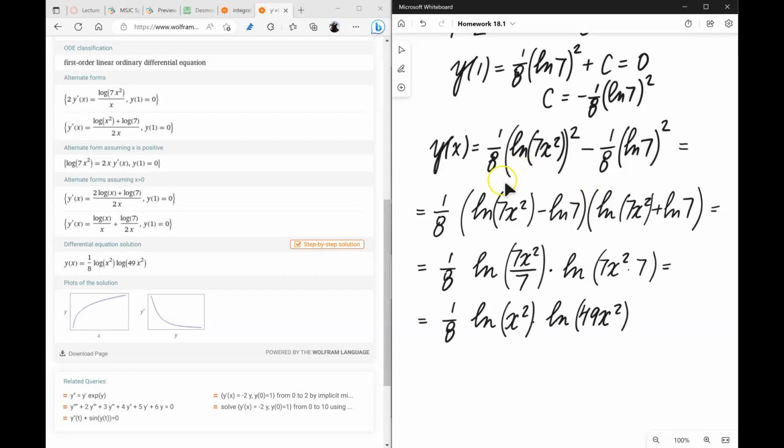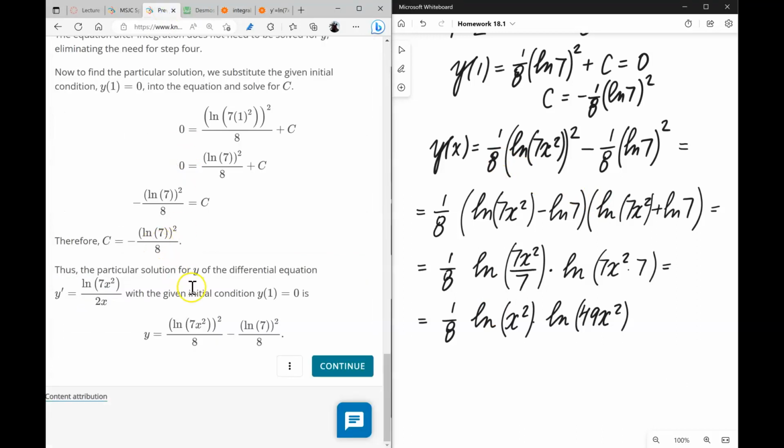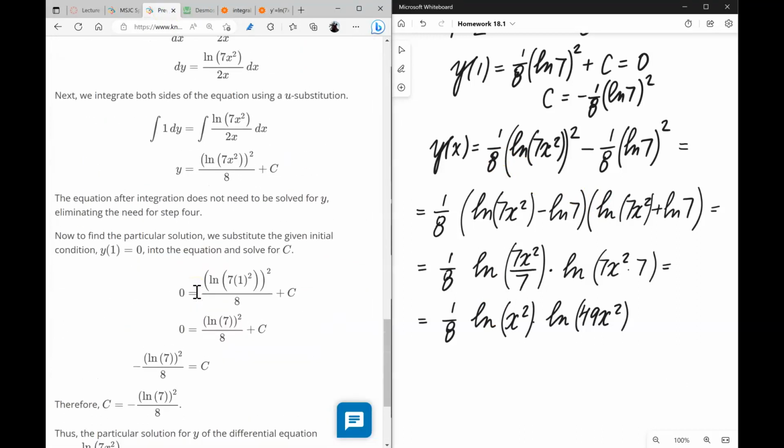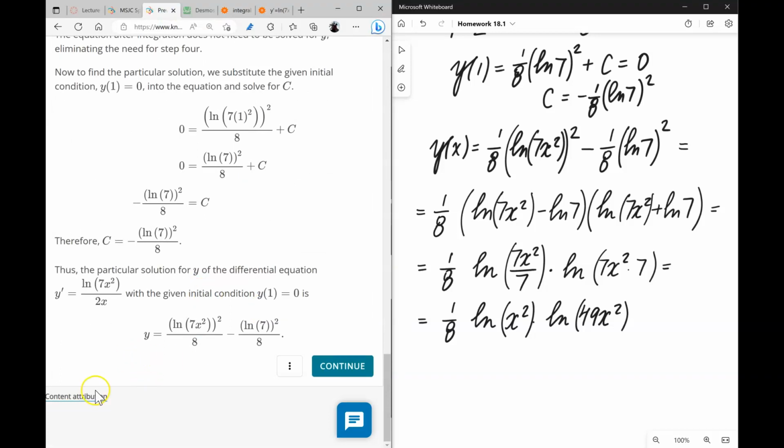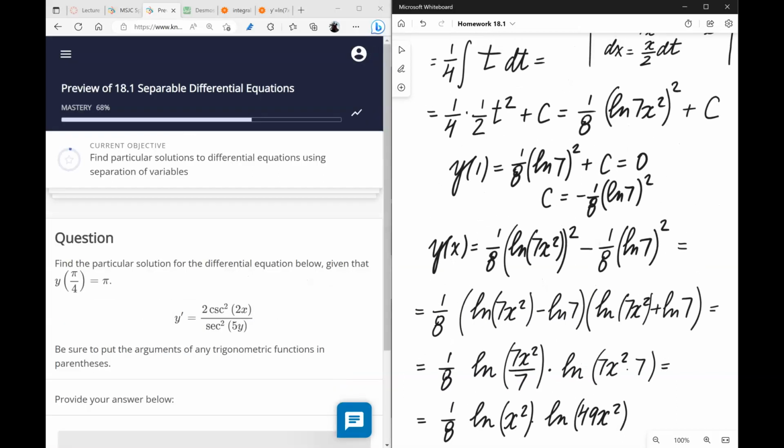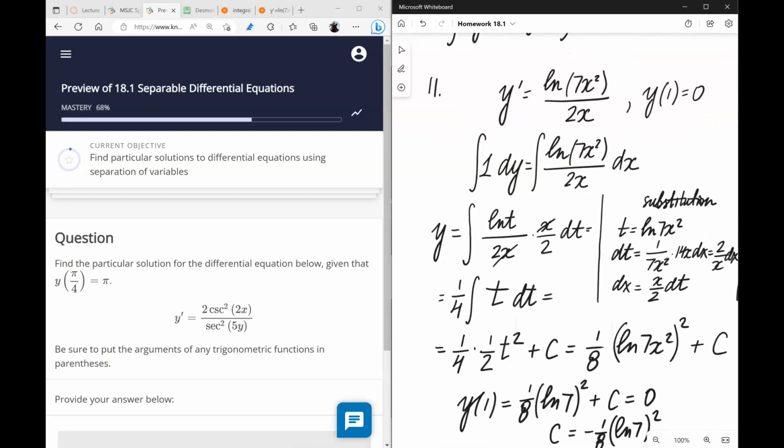Which is what I entered, which is what Wolfram Alpha got, but it didn't count. So I'm going to let Newton know that something is wrong, and then we'll continue to the next problem. All right, let's move on to the next question. This was question 11.